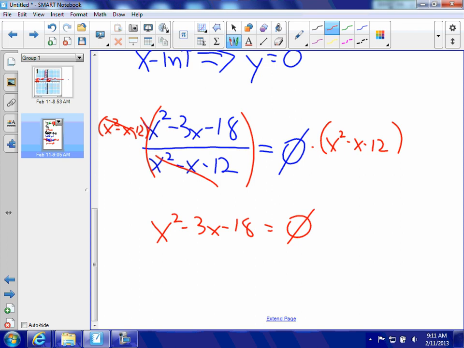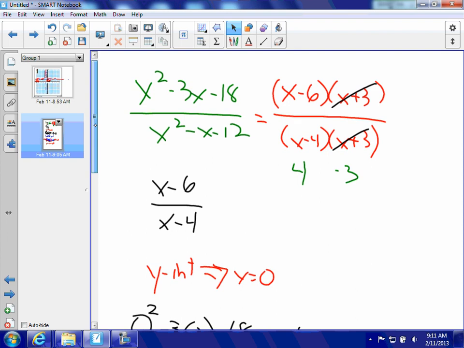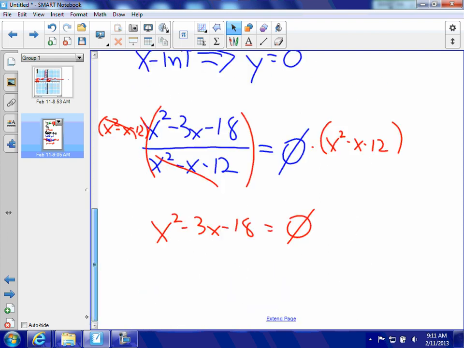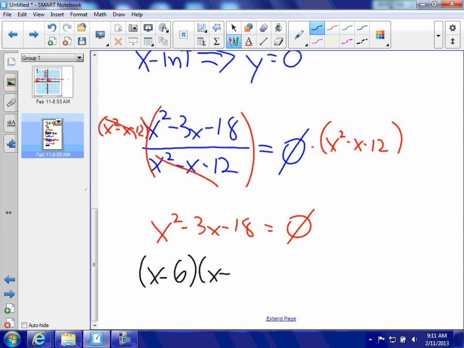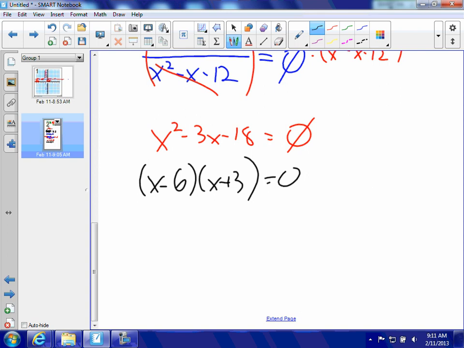Well, I already know that I can factor this, because I did it up here, into x minus 6, x plus 3. So let's go x minus 6, x plus 3 is equal to 0. So that means I'm going to have an x-intercept at 6, and this is telling me also at negative 3. Those would be my x-intercepts.